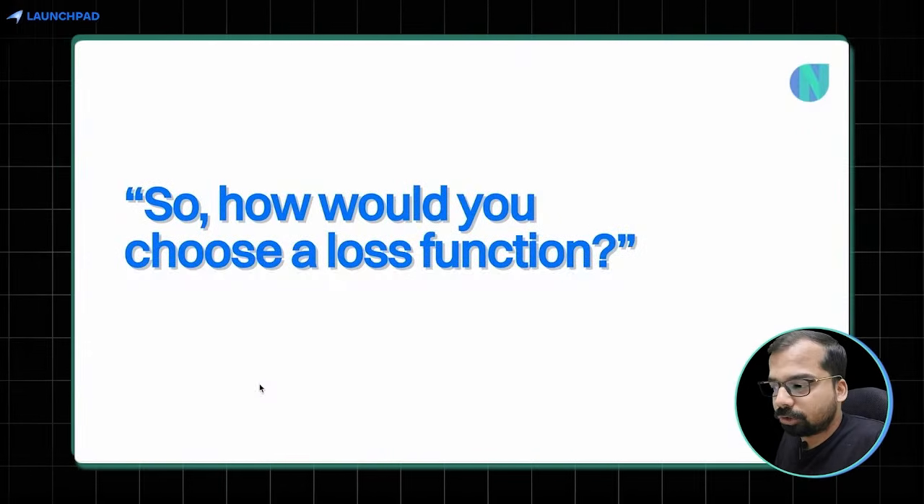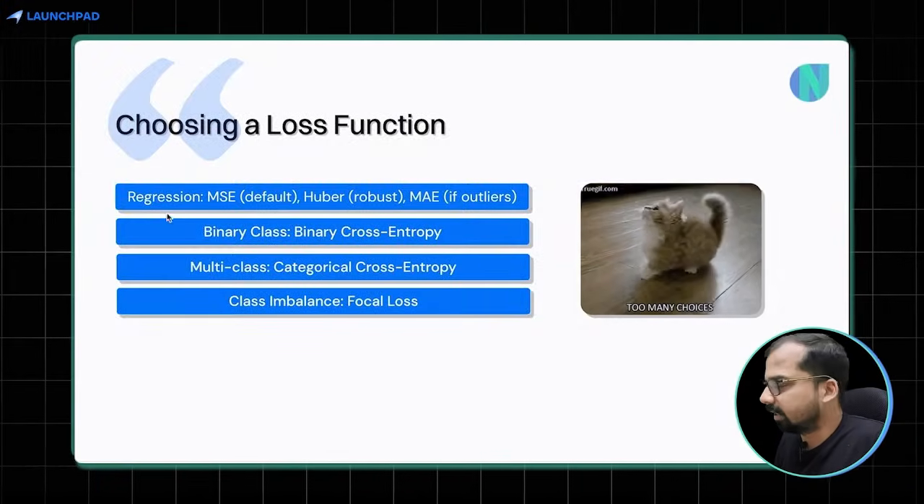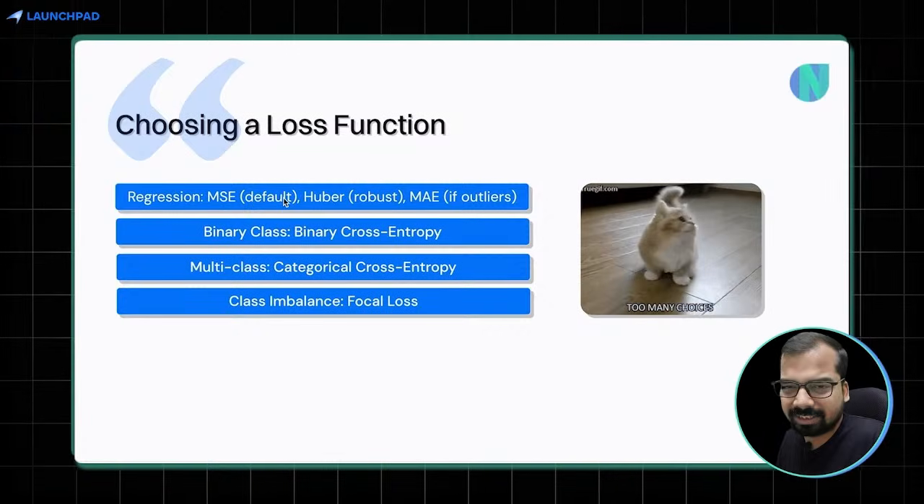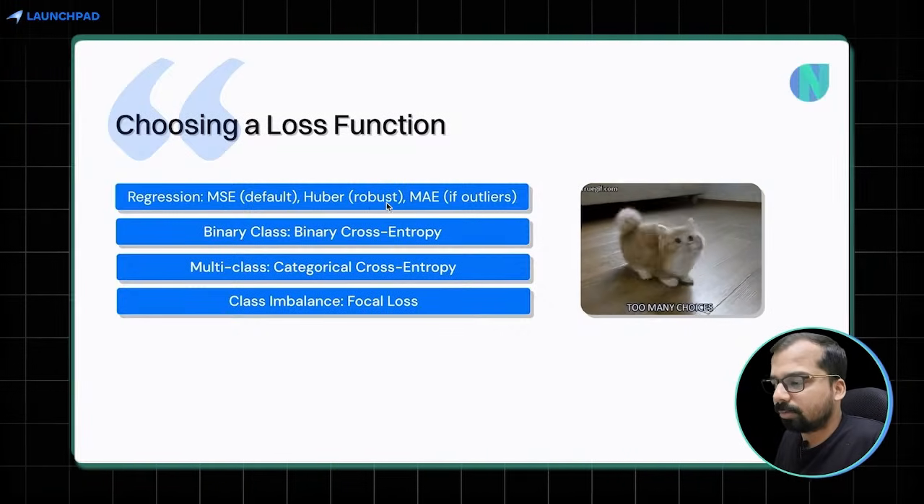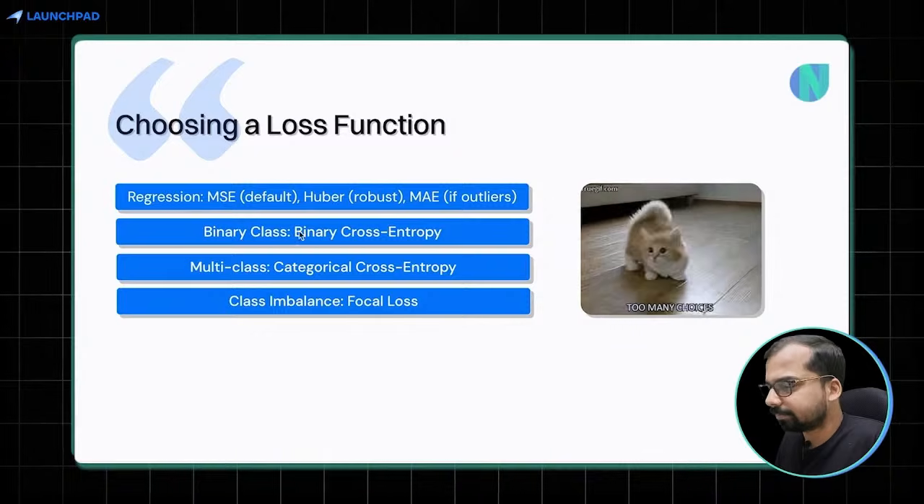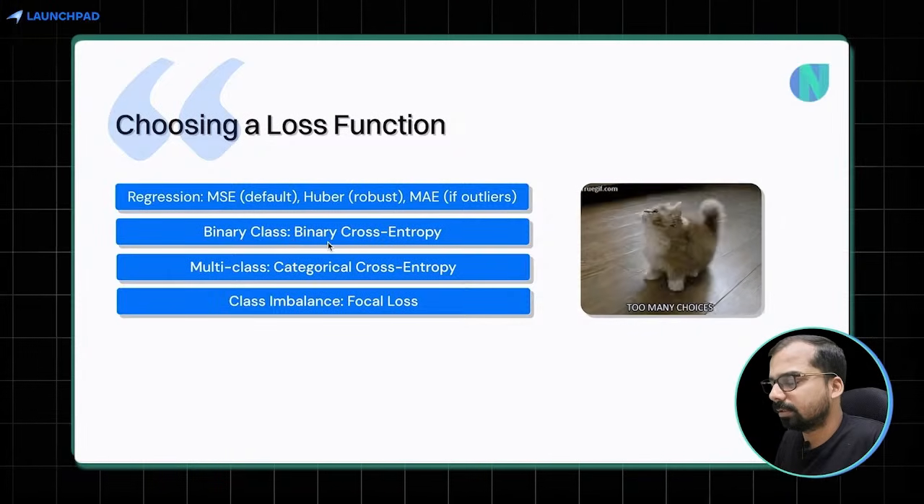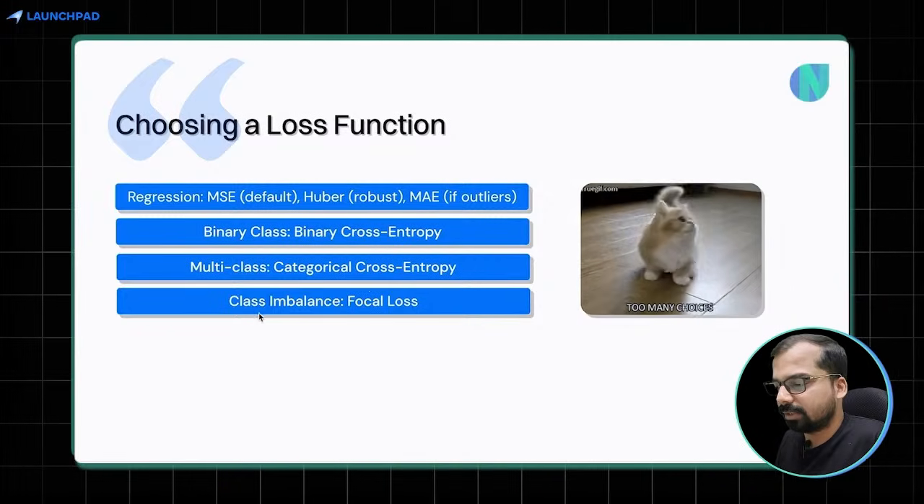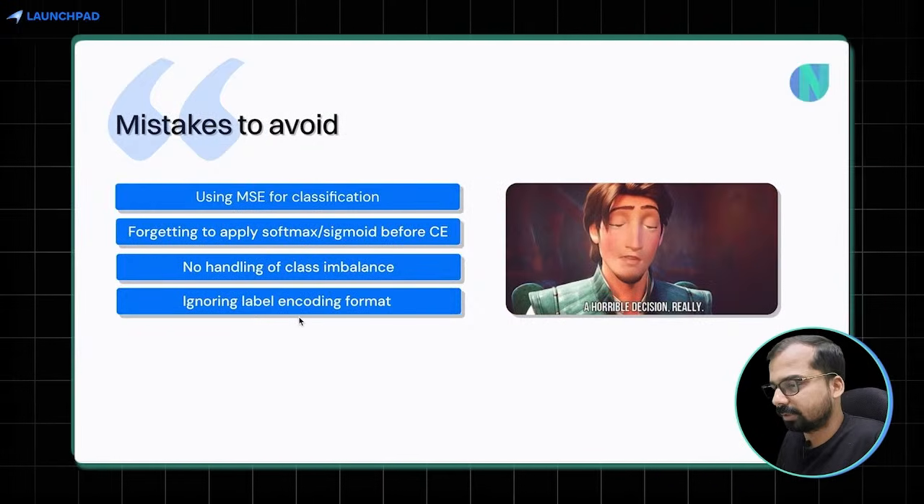So how would you choose the loss functions? It's regression. MSE is default. Huber is more robust. MAE if you have outliers. Binary classes, you have binary cross entropy. Multiple classes, categorical, and if it's imbalanced, use focal loss.